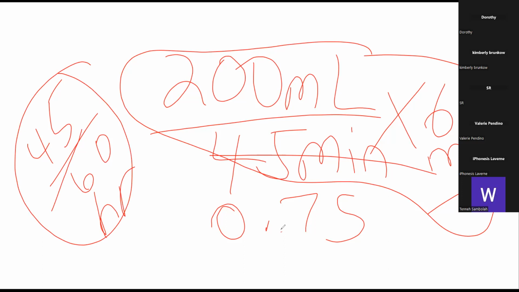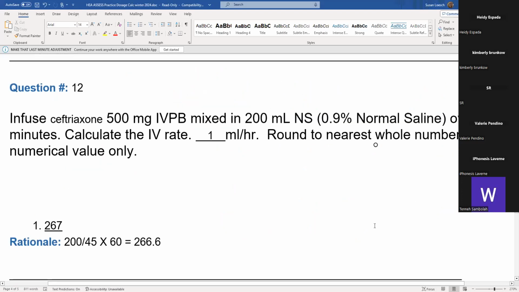Everybody with me on that? Yes. So what'd you get for the answer? 267. Yeah, 267. There you go. Literally takes seconds to do the conversion when you do it that way.